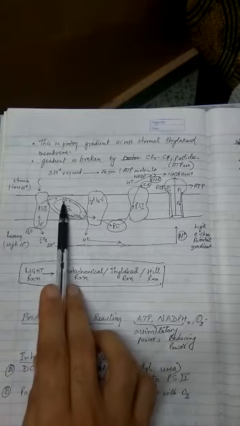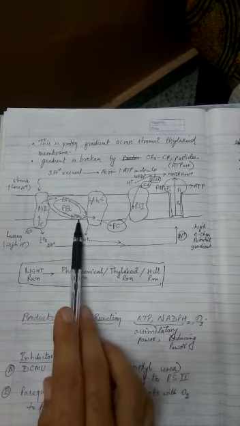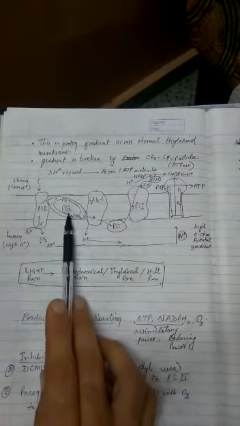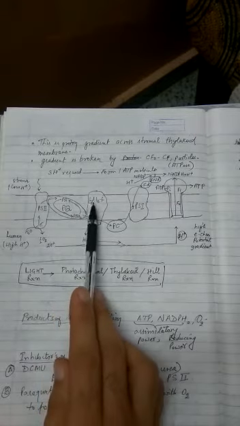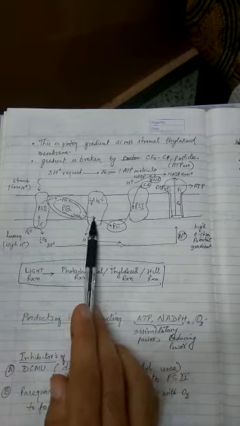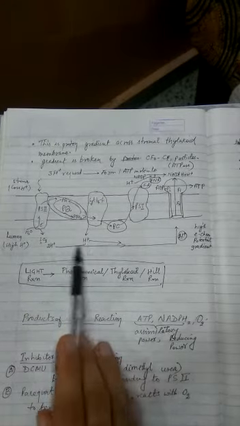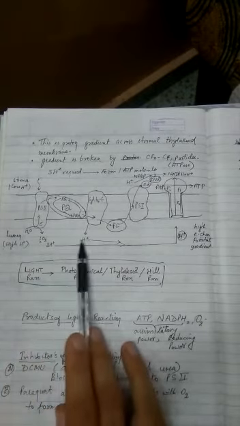NCERT calls it plastoquinone and plastoquinol. Quinol is the reduced form of plastoquinone. Check NCERT for that. And then when it transfers the electron to the next system, that is the cytochrome B6F complex, this will receive only electrons. So H plus will go into the lumen again. Now this is the reason why H plus is more here.